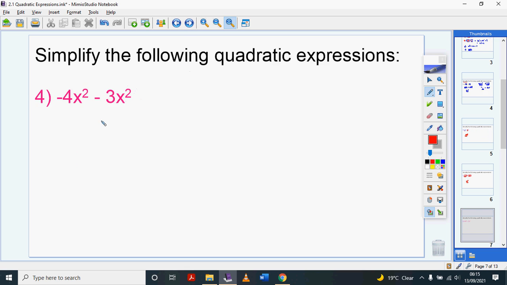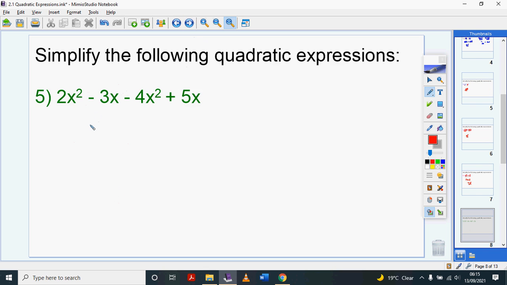Moving on, look at that. X squared, the terms are the same. What do I do to the coefficients? I add the coefficients. So this is just negative 4 minus 3, which gives me negative 7 cows. I don't think you can have negative 7 cows. It's just negative 7x squared.